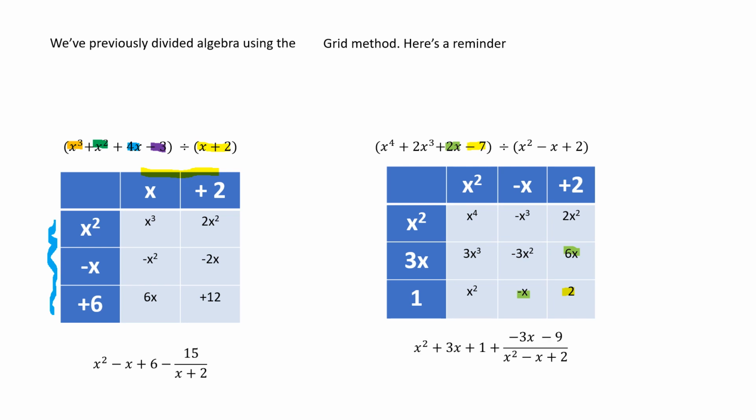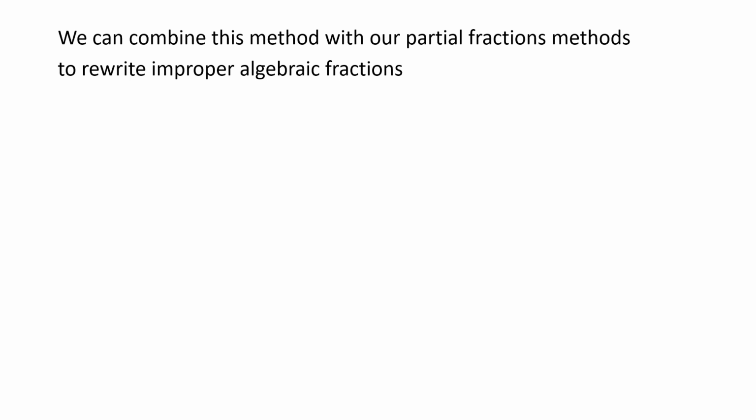And we'll end up with this combined remainder on top of x squared minus x plus 2. You can write that slightly more nicely as subtract 3x plus 9. Okay, so that's the grid method. So let's see how we can actually apply that with our partial fractions methods that we've looked at last week.